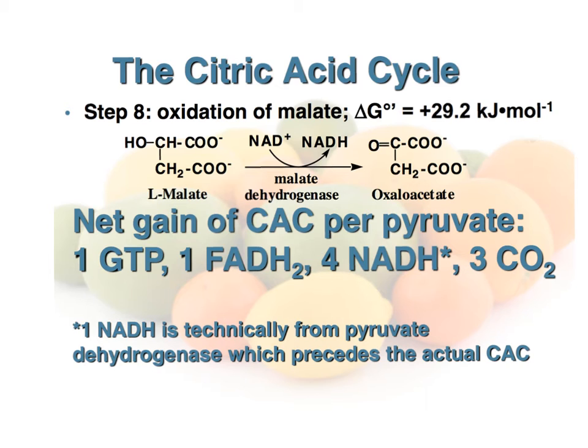So, if you add everything up, per round of the citric acid cycle, for every one pyruvate, you get one GTP, which can go on to make one ATP. That's why some books call it an ATP. In reality, it's a GTP directly. You get one FADH2. You get 4 NADHs. However, one of those came from step 0, this little asterisk. And you kick off 3 carbon dioxides.